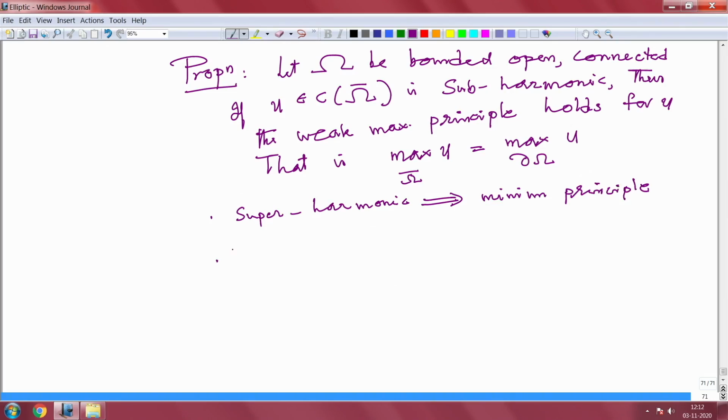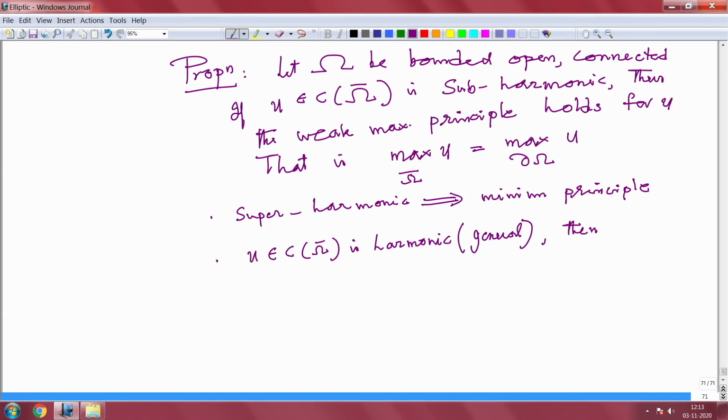Okay. And if u belongs to C of omega bar is harmonic, harmonic in the general sense, I am just repeating, then you have the estimate from both sides. I am writing that both the minimum and maximum principle are true.